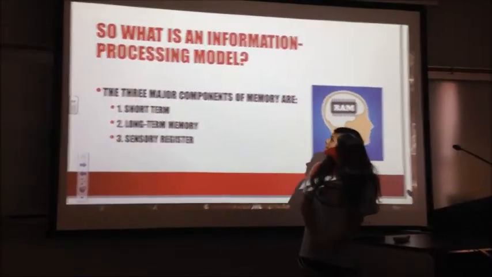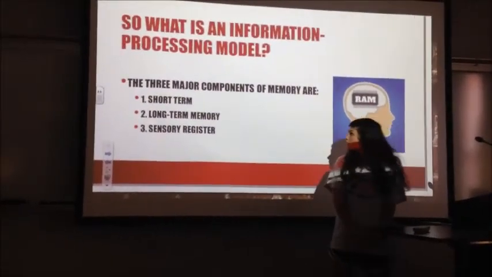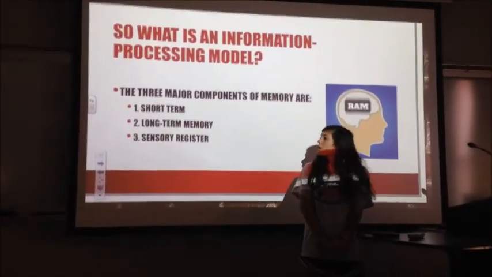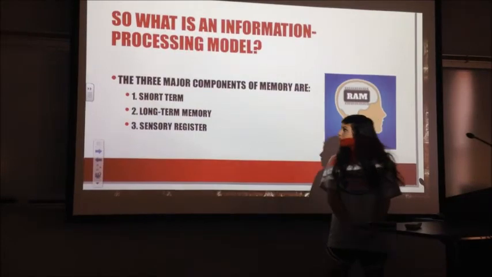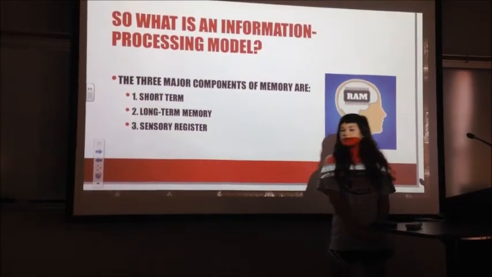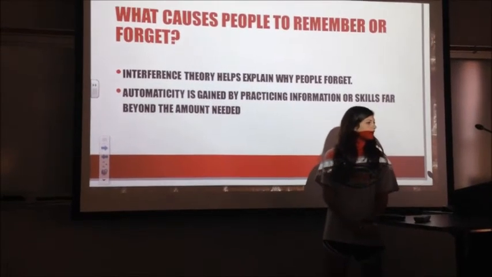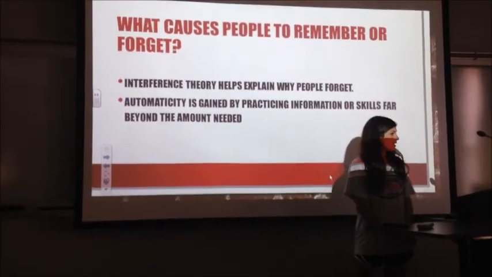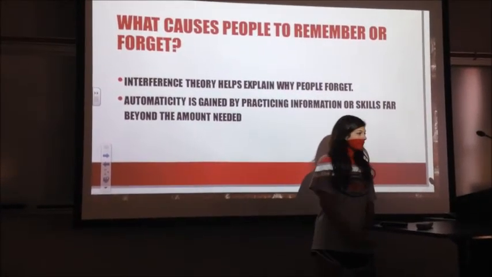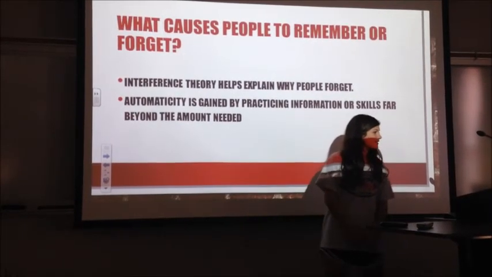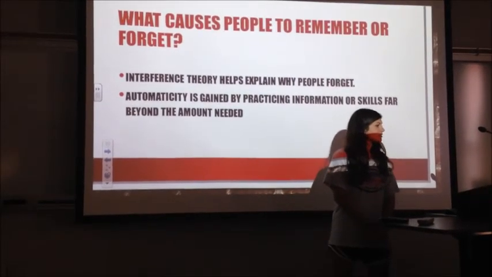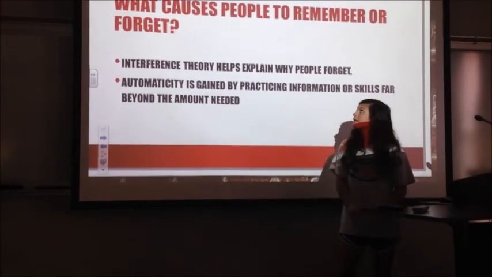So, what is an information processing model? The three major components of memory are one, short-term memory, two, long-term memory, and three, sensory register. What causes people to remember or forget? Interference theory helps explain why people forget. Automaticity is gained by practicing information or skills far beyond the amount needed.